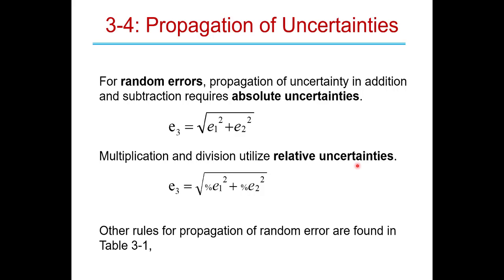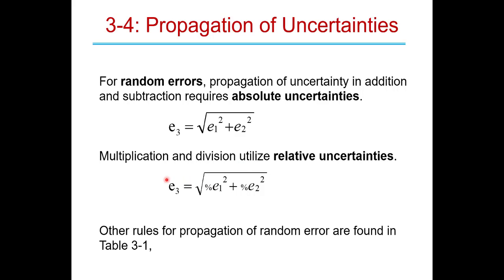So if you're multiplying and dividing two numbers, you're going to take their uncertainty and calculate their percent relative uncertainty. And I'll show you how to do that in the next slide, so don't panic. And then what we're going to do is take those percent relative uncertainties, square them, add them together, and then take the square root of that number, and that will give us the uncertainty in our multiplied or divided result.